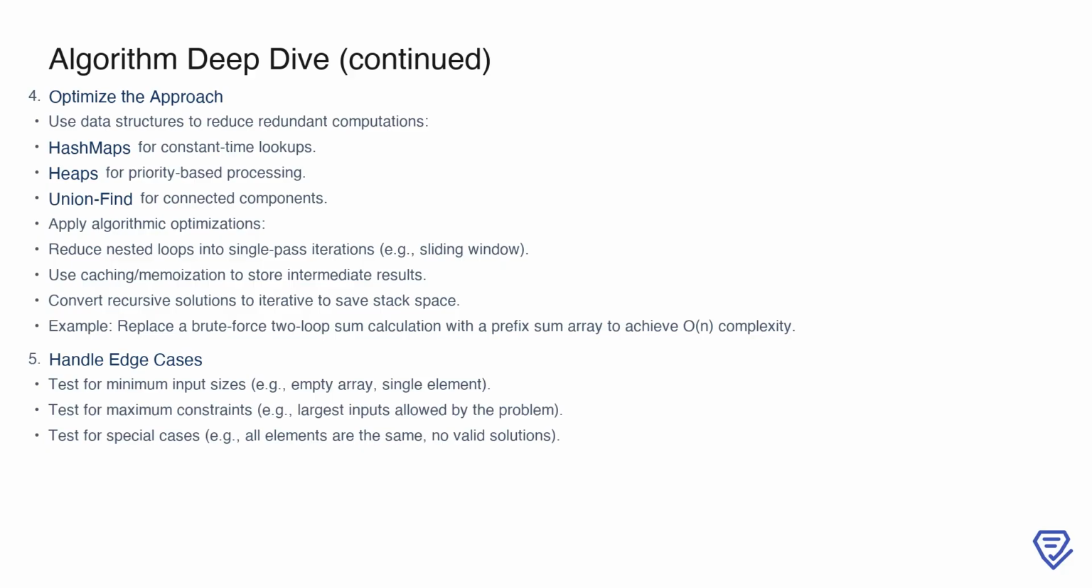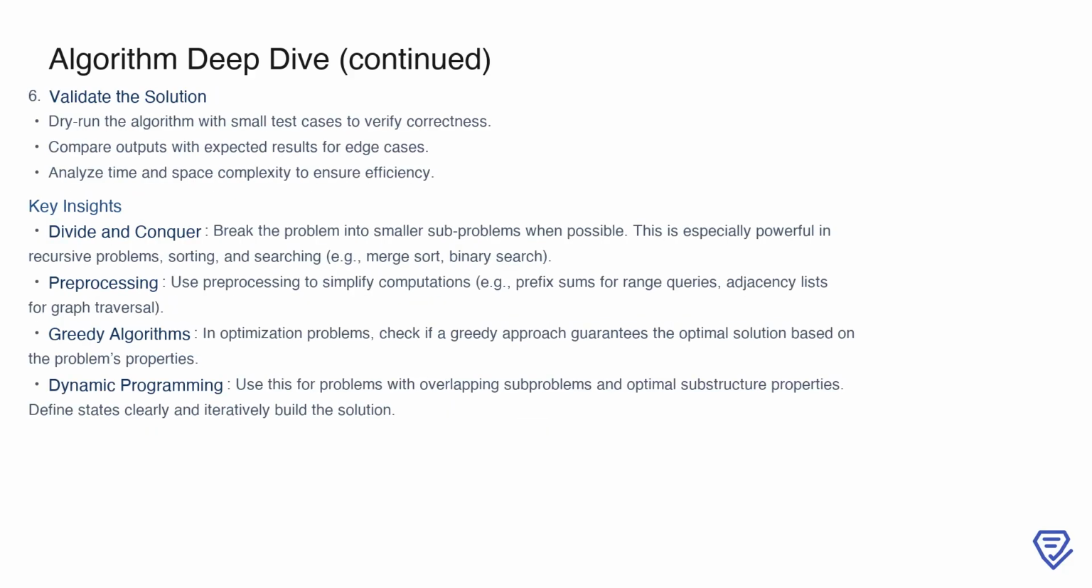Finally, we must ensure that edge cases are handled properly, such as testing minimum and maximum input sizes in special scenarios like uniform data or no valid solutions. Once the optimized solution is implemented, it's crucial to validate it. Start by dry running the algorithm with small test cases to verify correctness, comparing the outputs to expected results, especially for edge cases. Additionally, analyze the algorithm's time and space complexity to ensure it meets efficiency requirements.